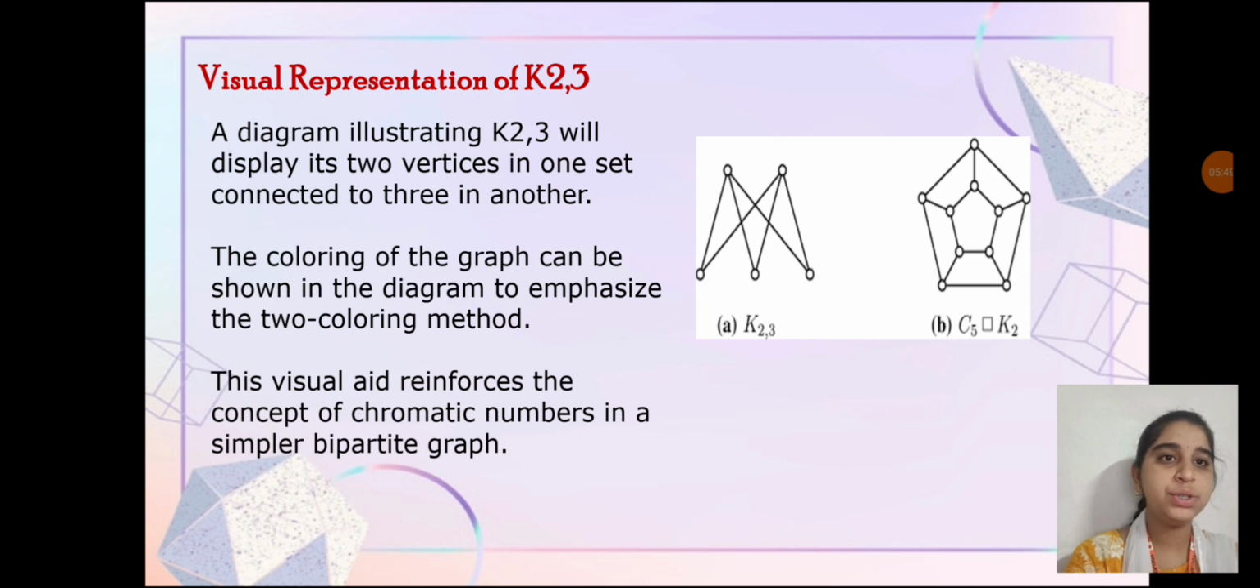Visual representation of K23. A diagram illustrating K23 will display its two vertices in one set connected to 3 in another. The coloring of the graph can be shown in the diagram to emphasize the two coloring method. This visual aid reinforces the concept of chromatic numbers in a simpler bipartite graph.